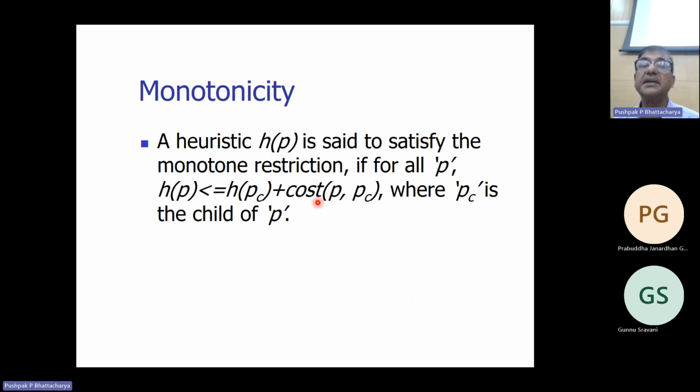And the other point is that if monotonicity is satisfied, then the F values of the nodes expanded from the open list are non-decreasing. Okay, so the F value either remains the same or goes on increasing. So these three properties are very nice properties, all of which can be proved, and the proofs are given in the slides. Okay, so this is monotonicity. We covered it in detail.